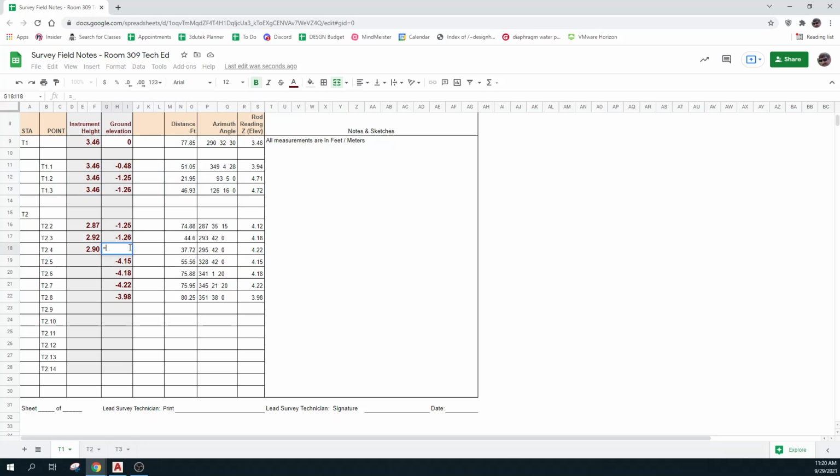Okay, so now this one is going to equal my instrument height minus my rod reading. Instrument height minus rod reading. Instrument height minus rod reading. And right now, all we're doing is we're noting the elevation with text.